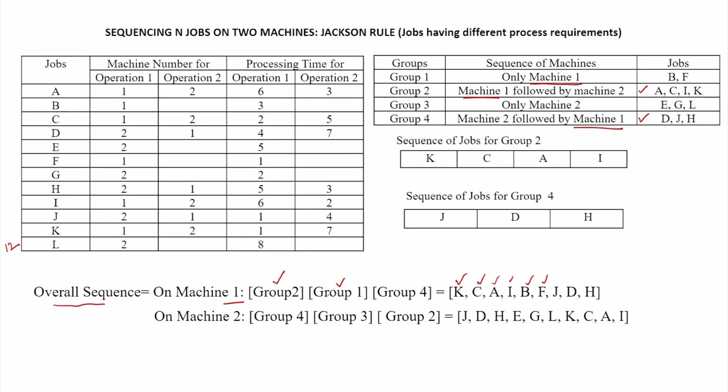By the time these jobs are over, I am expecting that machine 2 has finished the group 4 and now these jobs are available at machine 1. So, then I will put the group 4 here, J, D and H in the sequence J, D and H. So, this is how I get the optimal sequence on machine 1.